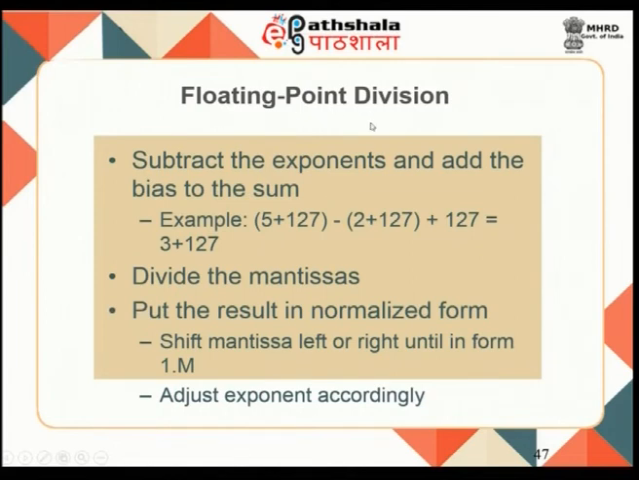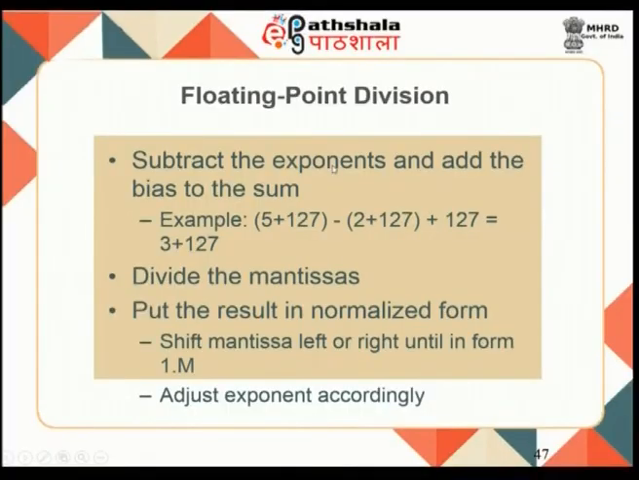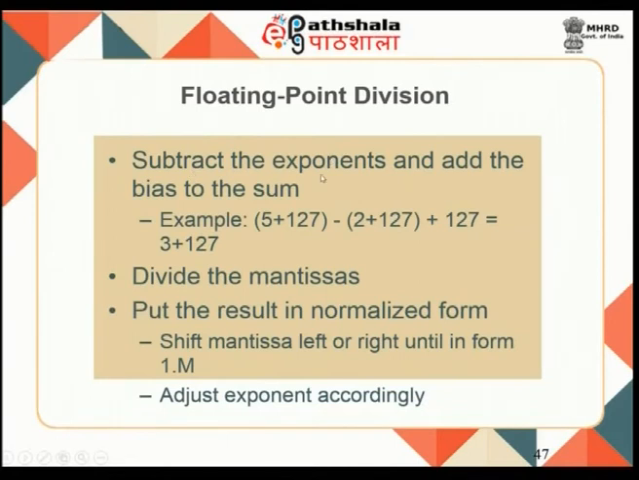So, the next operation is floating point division. For floating point division, again remember that the numbers are represented using biased exponent representation. When you have to divide two floating point numbers, all you have to do is subtract the exponents. So, when you subtract the exponents, you will get the actual difference between the two exponents, because one is a 5 and the other one is a 2 exponent value.